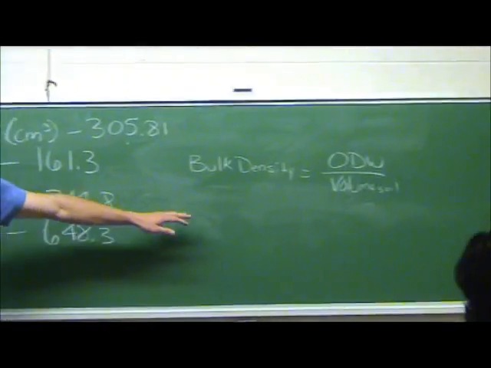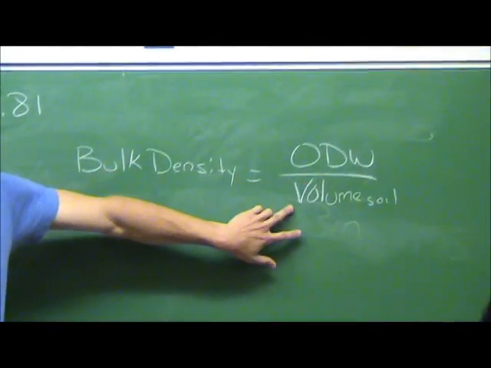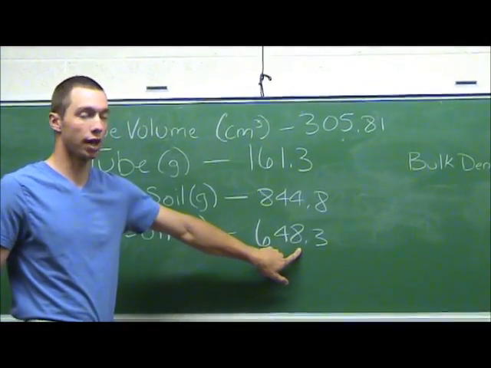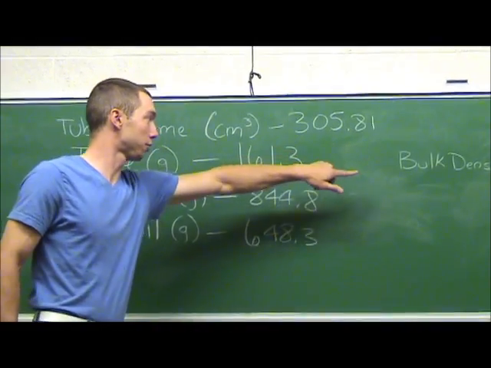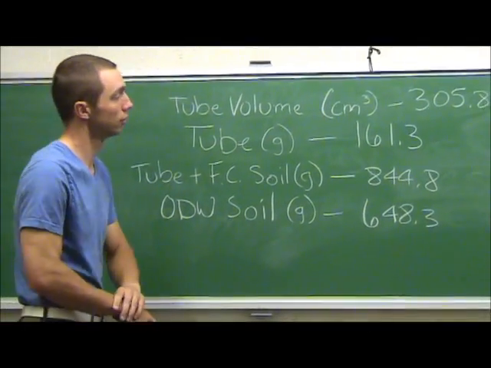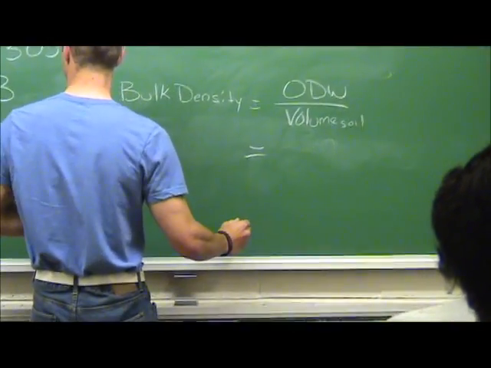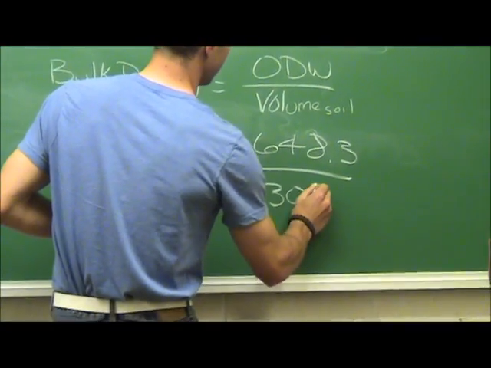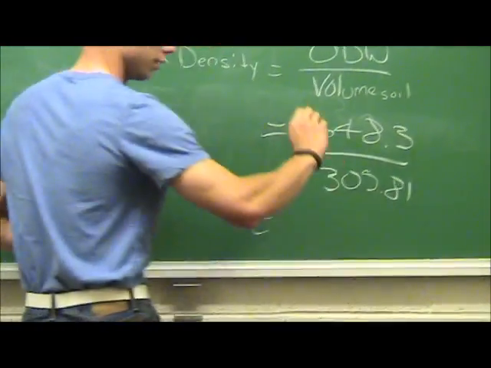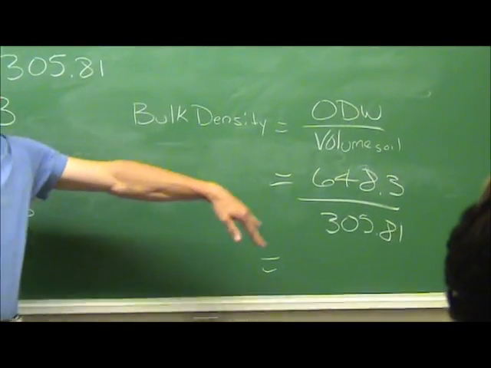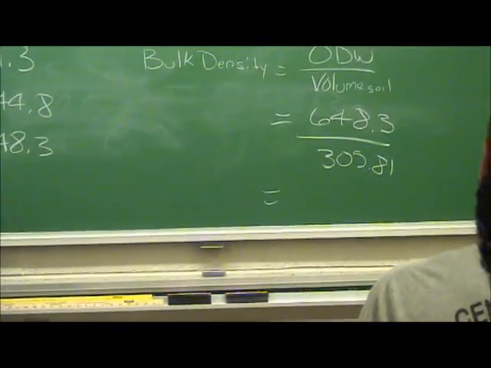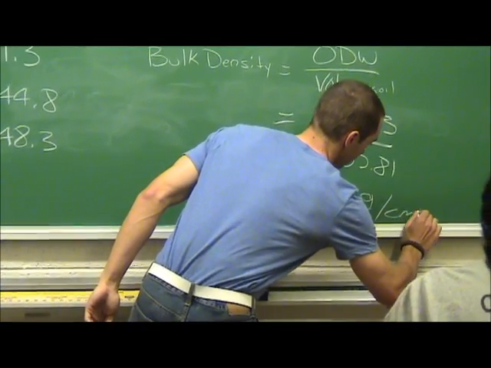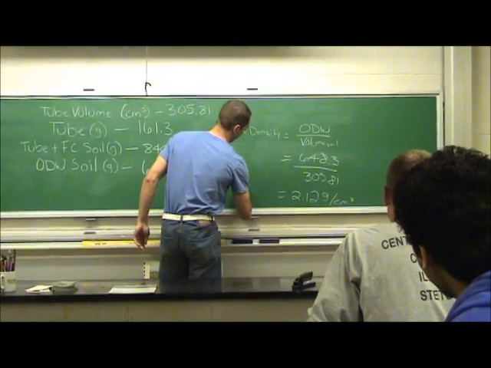All right, so now we have all of the numbers we need for our calculations. So our formula for bulk density is the oven dry weight of the soil over the total volume of the soil. So here's the oven dry weight we got from our soil, 648.3, and our volume for our tube is 305.81 cubic centimeters. So we'll take 648.3 divided by 305.8. All right, so does someone want to go ahead and calculate this out for me? Tom. 2.12. Wow, that was fast. So we have 2.12 grams per centimeter cubed. That is our bulk density of our soil.